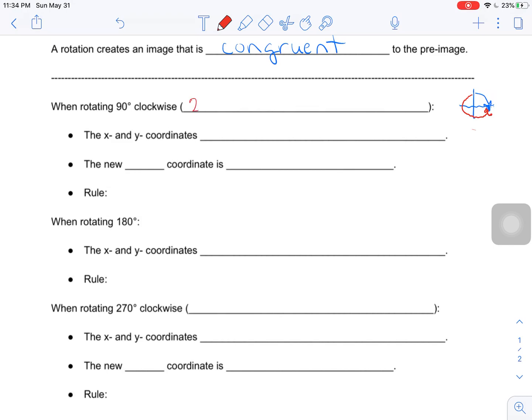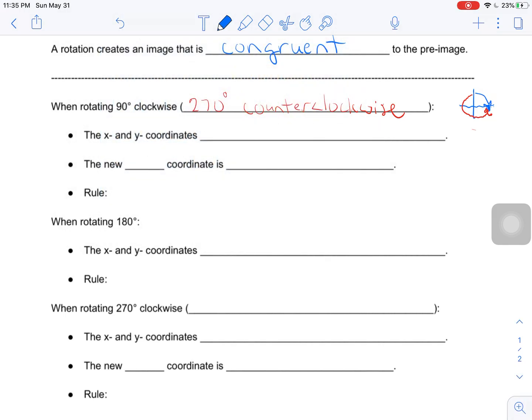So a 90-degree clockwise turn is the same as a 270-degree counterclockwise turn. Remember, counterclockwise means the opposite direction the clock hands turn. That is an important thing to add into your notes, because in the intro we were spinning clockwise. You can spin counterclockwise, and every counterclockwise rotation has a matching clockwise rotation that goes with it.